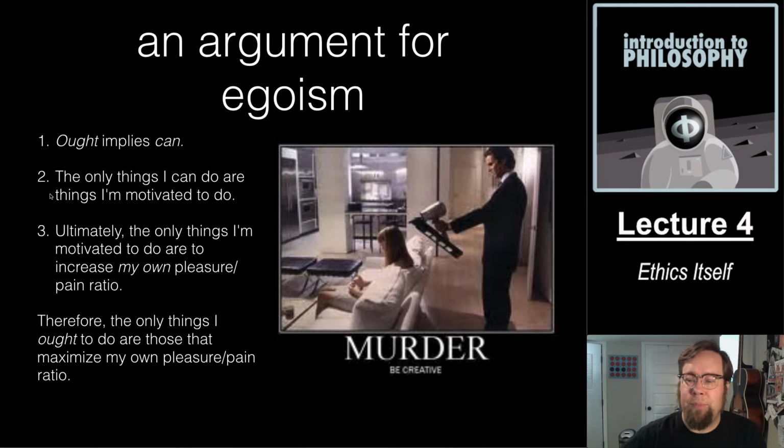But if we took another example, like, okay, I'm drinking from my water bottle, that's an action. That's something that I'm doing voluntarily. And what it means for it to be an action or something that I'm doing voluntarily is that I have a motive for doing that, and further, the motive is causing me to drink the water. So only things I can do in the sense of voluntary action are things that I have a motive to do. That's the second premise. Third premise, ultimately the only things I'm motivated to do are things that increase my own pleasure, or we might say things that increase the ratio of my pleasure over my pain, my own pleasure to pain ratio.